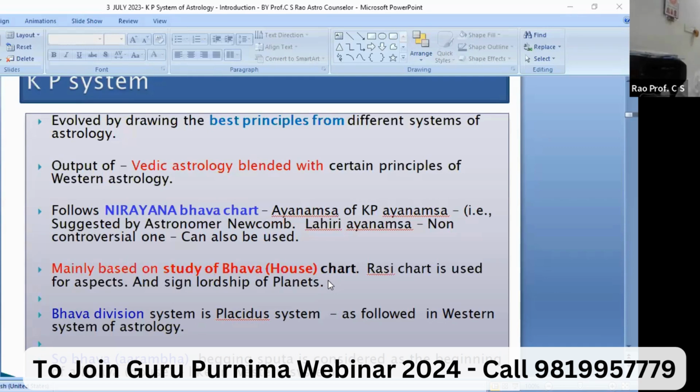First Bhava, second Bhava, third Bhava, 12th Bhava, like that. You cannot use words like Aries in the Bhava chart. So here, this is the study of the Nirayana Bhava chart. KP means Nirayana Bhava chart. Fundamentally, it is based on the Bhava division.